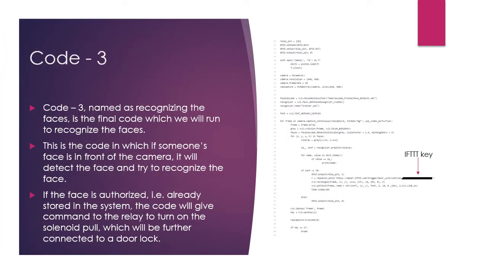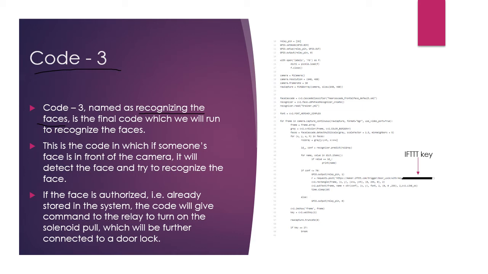So this is the final code. It is a very important code, as this code will run forever. After capturing the faces and training the recognizer, when you set up the camera for your surveillance as a security system, this code will run at the back of the system. I have named it recognizing the faces in my GitHub account, and it is the final code. In this code, if someone's face is in front of the camera, it will detect the face and try to recognize the face.